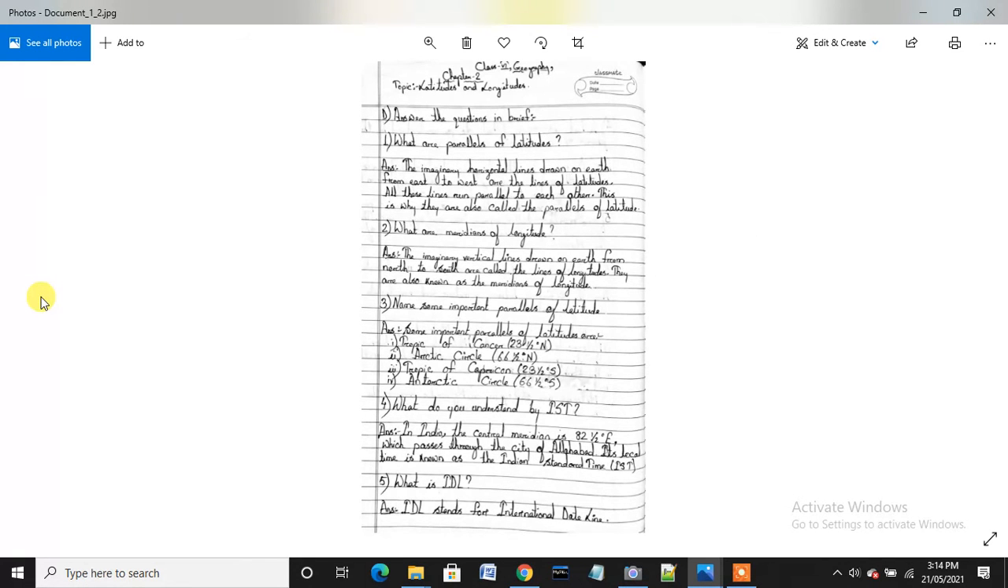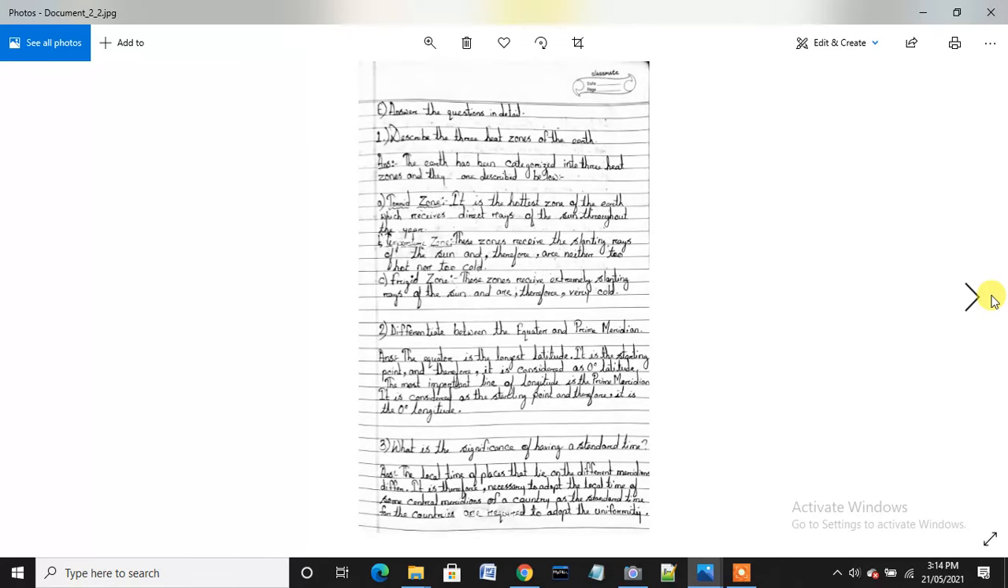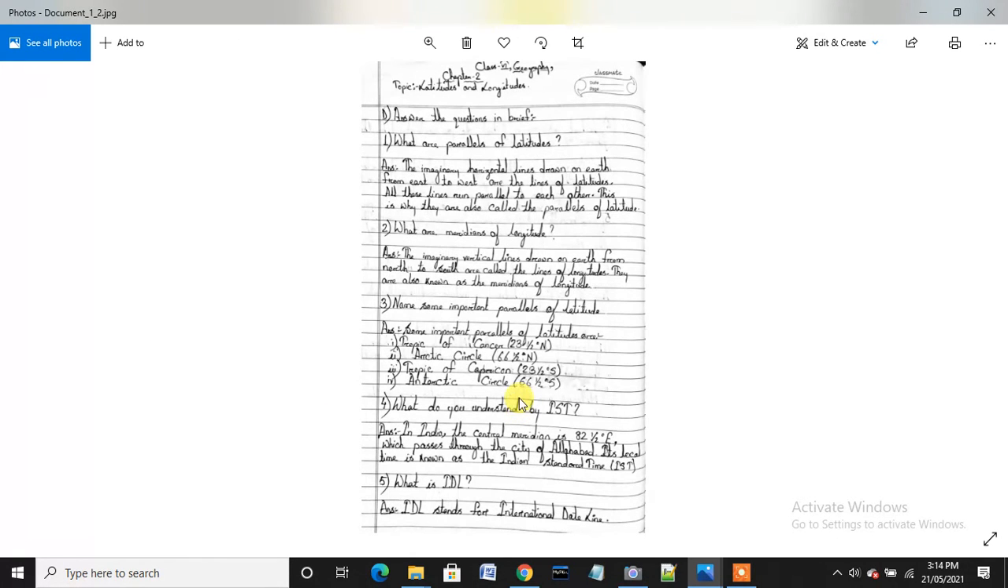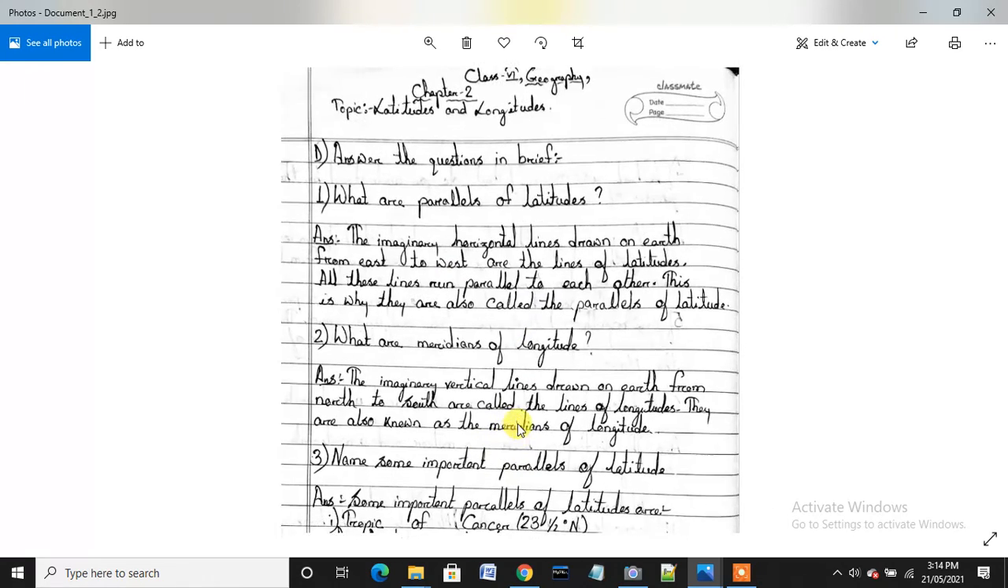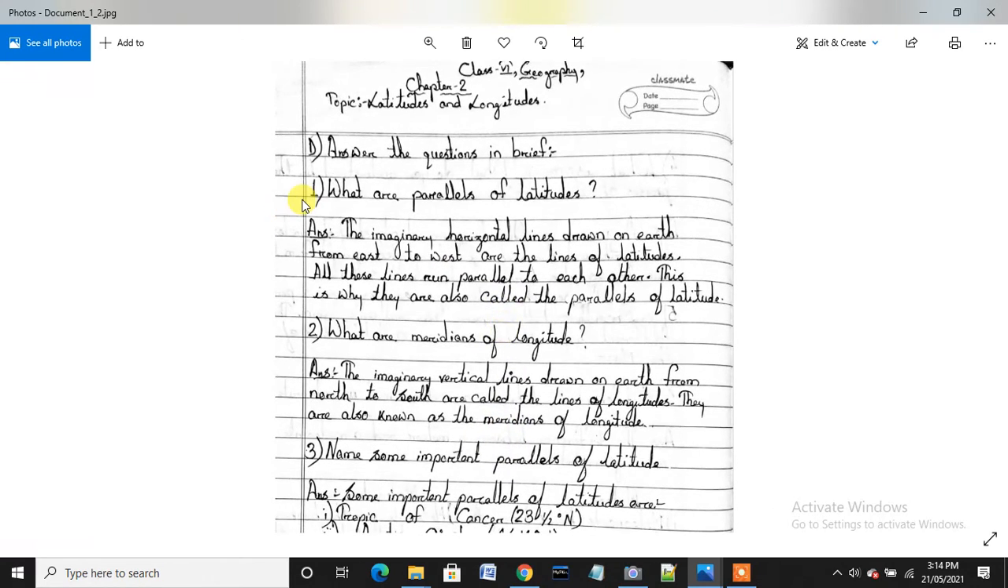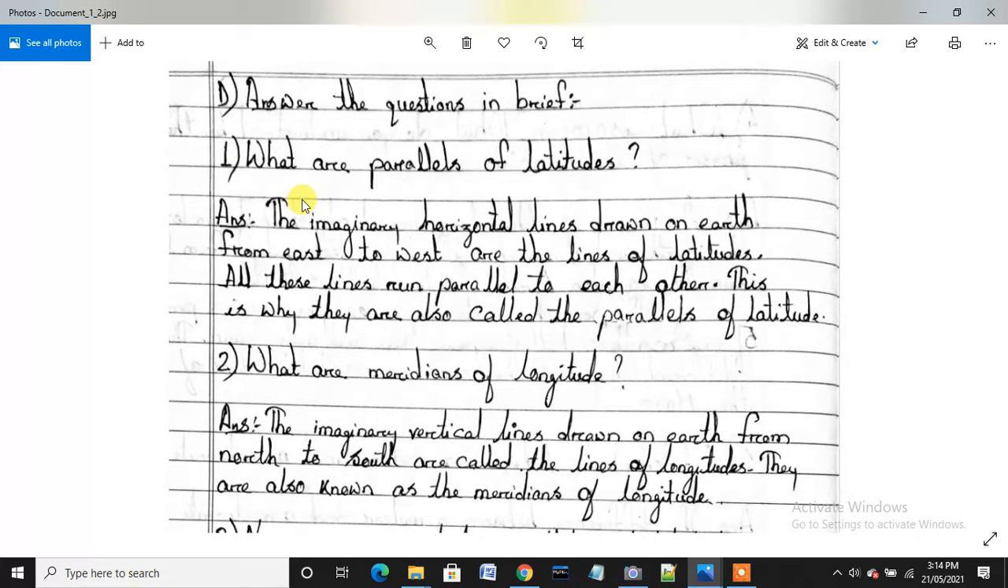Then you can see here there are many question answers you need to write. So don't be afraid, you can finish them. So you can check here. Number one, what are the parallels of latitude? The imaginary horizontal lines drawn on earth from east to west are the lines of latitude. All these lines run parallel to each other. This is why they are called the parallels of latitude.